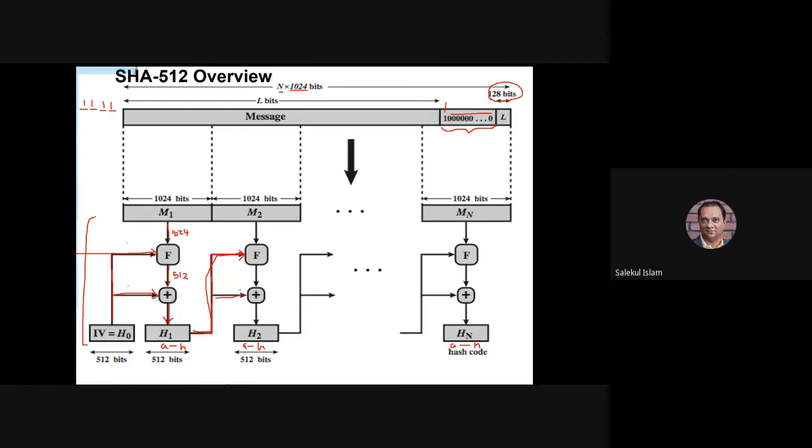So if the message size is very small, then I have a small number of blocks. Is that acceptable? You can do that. Remember that SHA-512 will not prohibit you. But what they are saying is you need a minimum number of blocks so that the output will be better.